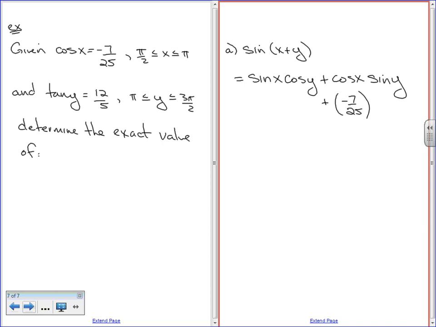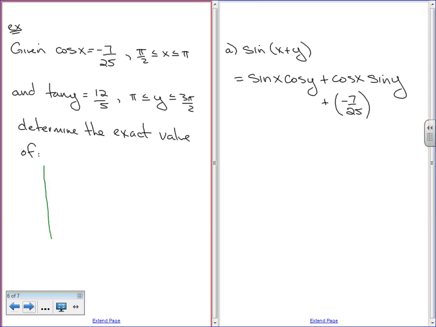Okay? I need to figure out the sine of x, the cosine of y, and the sine of y. They didn't give me that information, but they gave it to me implicitly, which means I can use the information they gave me here to figure out these. This, by far, is the most important step. If you mess this up, the whole entire page will be messed up. You might as well not even do the page. Okay?